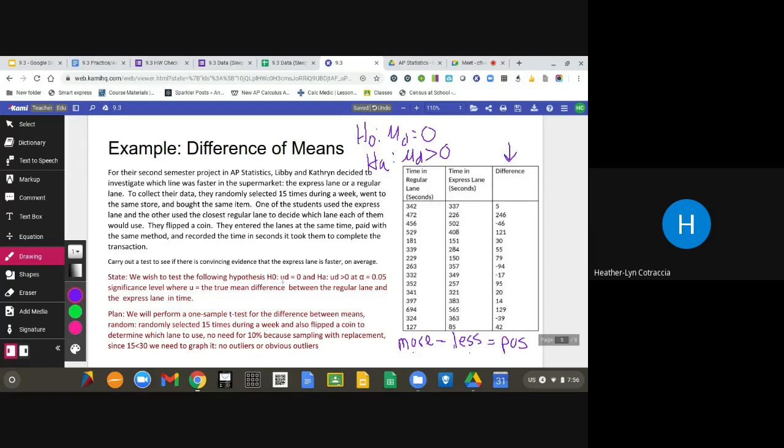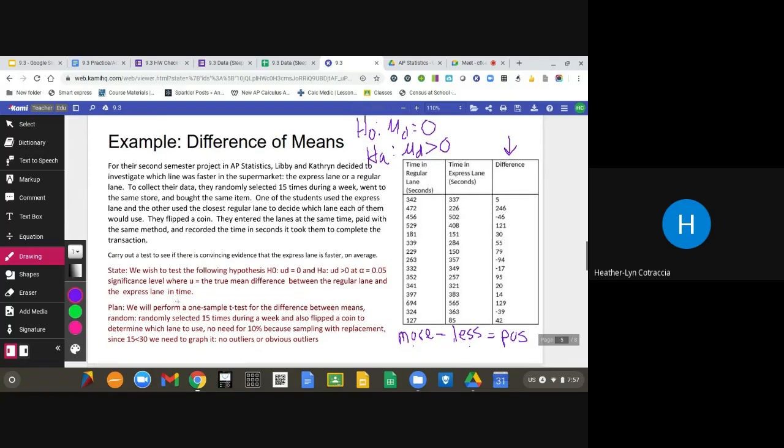H sub 0: mu sub d, so it should be mu sub d, not ud, equals 0, and your alternative is that mu sub d is greater than 0 at alpha equals 0.05 significance, where mu is equal to the true mean difference between the regular lane and the express lane.